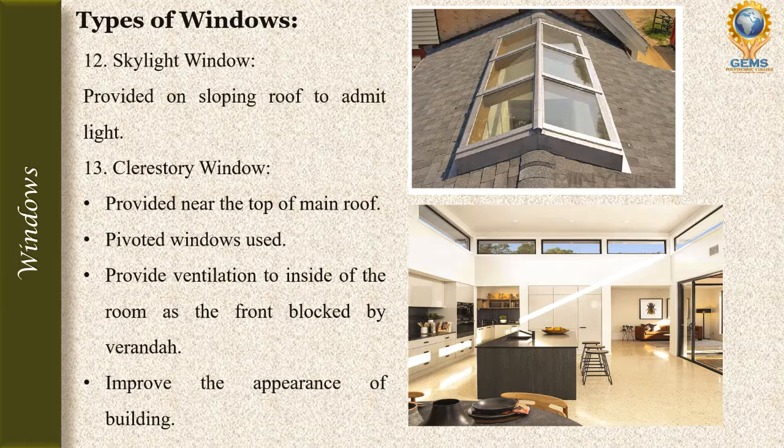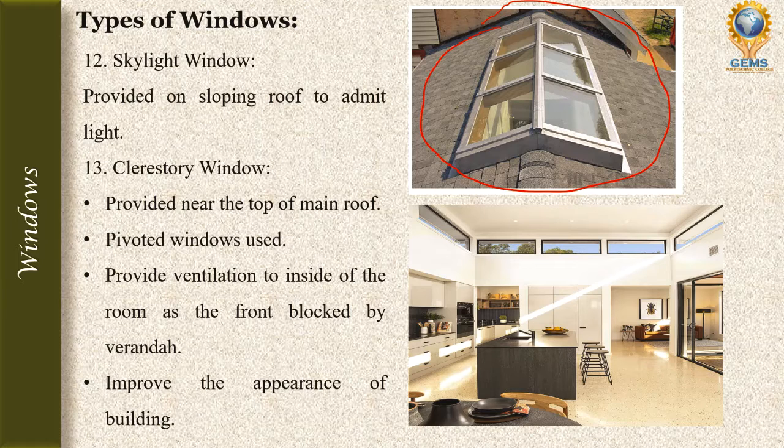The 12th is the skylight window. See here, this is the skylight window. It is also provided in a sloping roof only. Why do we provide this skylight? In the daytime, if you want more sunlight to enter your room, then we provide this skylight window to admit a greater amount of light.